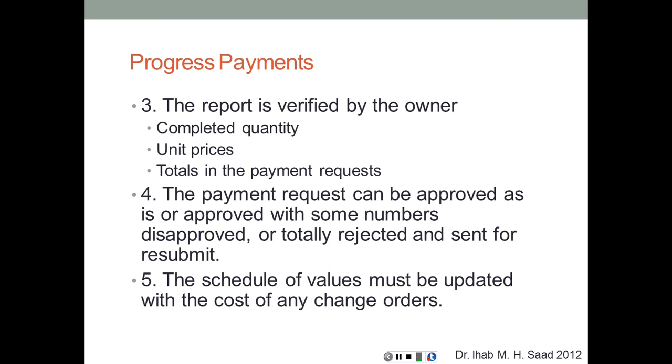So we're going to hold on these numbers. We're going to investigate them a little more, but in order not to delay the whole payment, we're going to set them aside and give you a release for the approved amount, or totally reject it and send for resubmit if there are some erroneous quantities or erroneous calculations or disagreement on conceptual issues in that payment. It might be returned to the contractor for review and resubmittal. And the schedule of values must be updated with the cost of any change orders to reflect that the new unit price is this and not the old one in the bid.